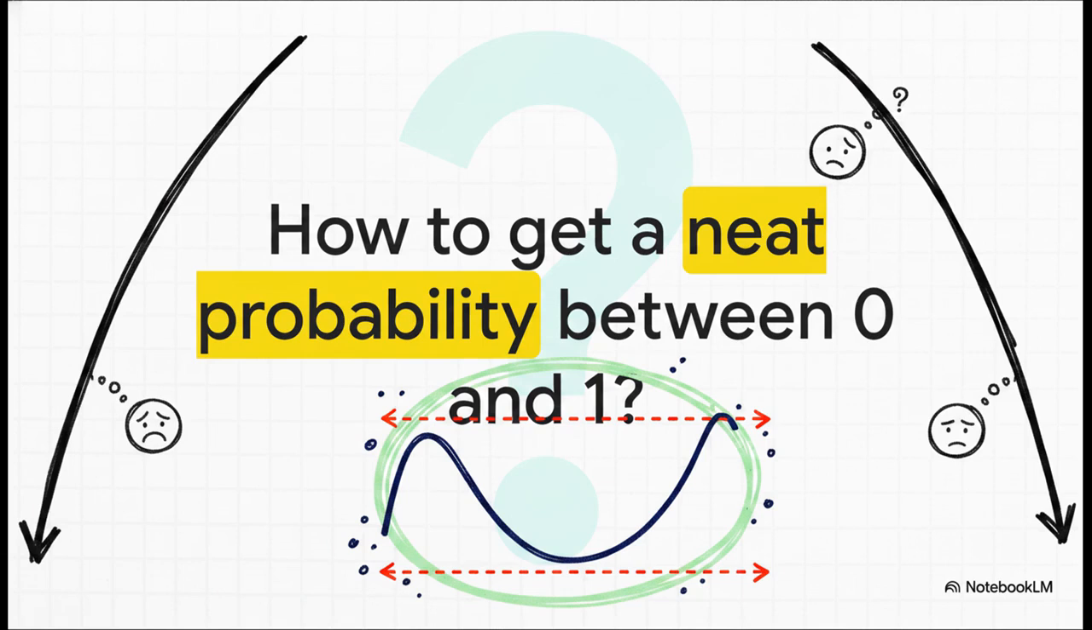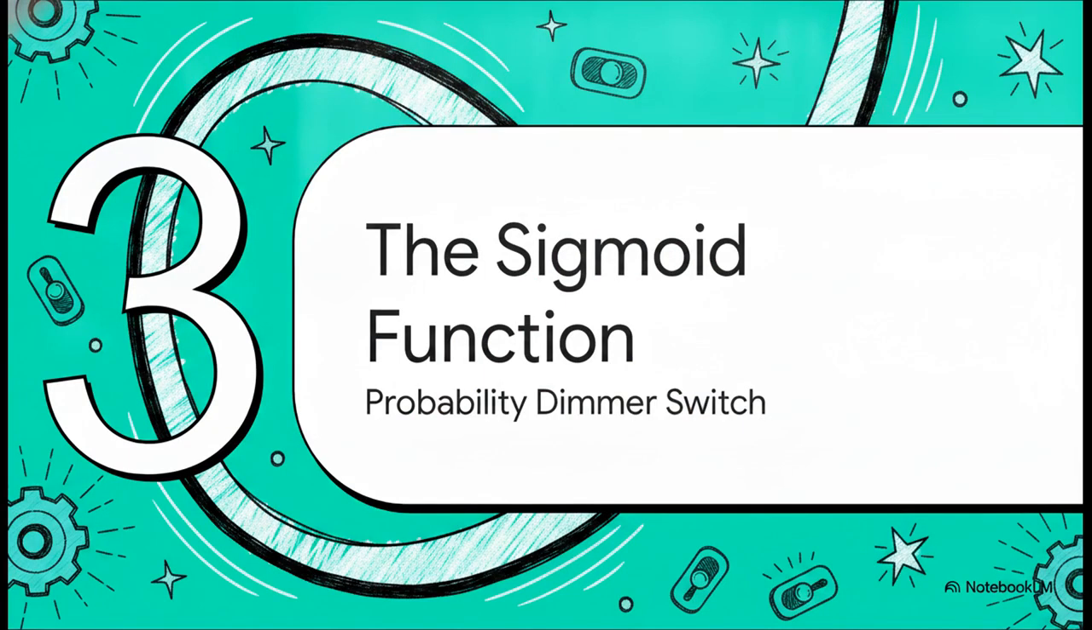But wait, that brings us to a huge mechanical problem. Standard linear models, they can shoot off to negative infinity or positive infinity. If you just draw a straight line through your data, you might get a prediction of negative 42 or positive 1,000. So the absolutely crucial point here is that we cannot use raw numbers when we're trying to predict a probability. We need a mathematical mechanism to compress our model's predictions into a valid percentage, strictly bounded between 0 and 1. Enter the sigmoid function.